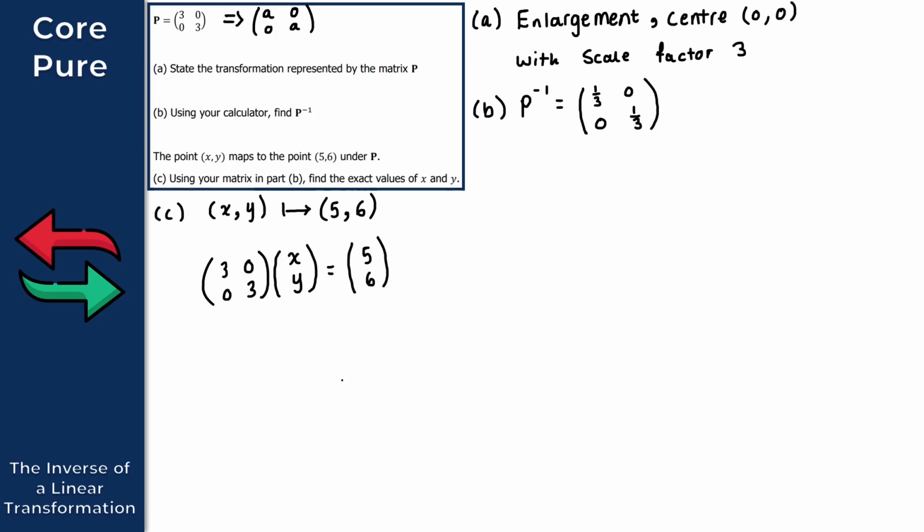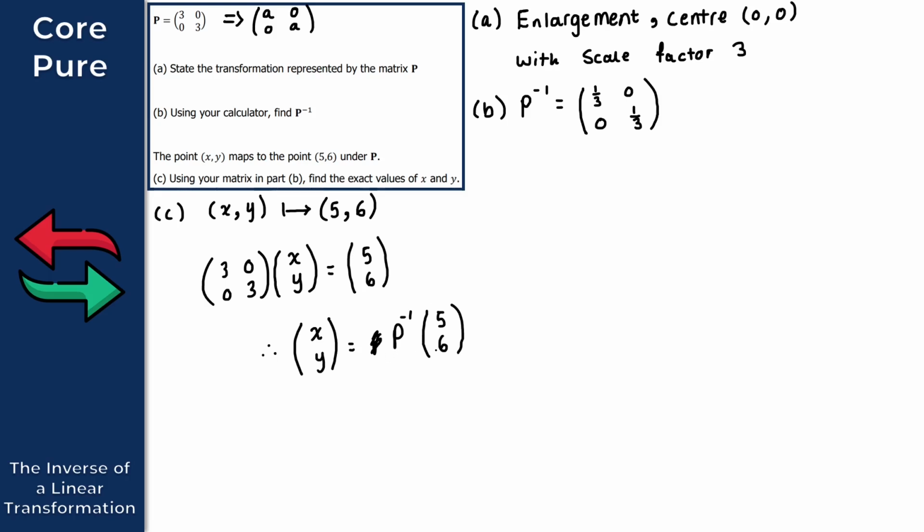Okay. So what we're going to do now is use the inverse of the matrix P as we established in part B. And we can use this to help us find xy here, the original point, right? So in that case, we can find xy here. So xy here is equal to the inverse of P. So P inverse times by this point here of 5, 6. Okay. So 5, 6 there, like so.